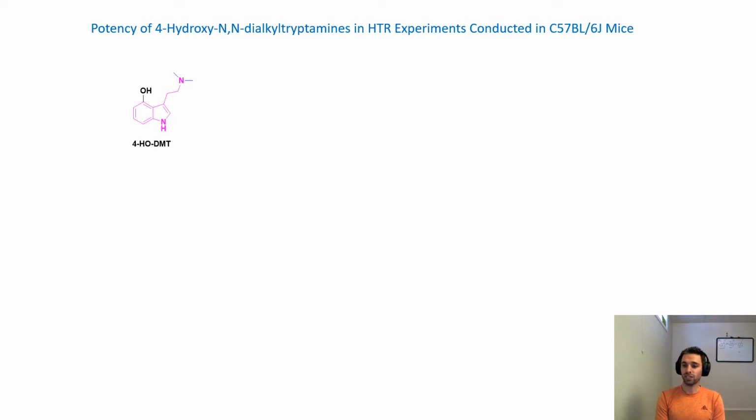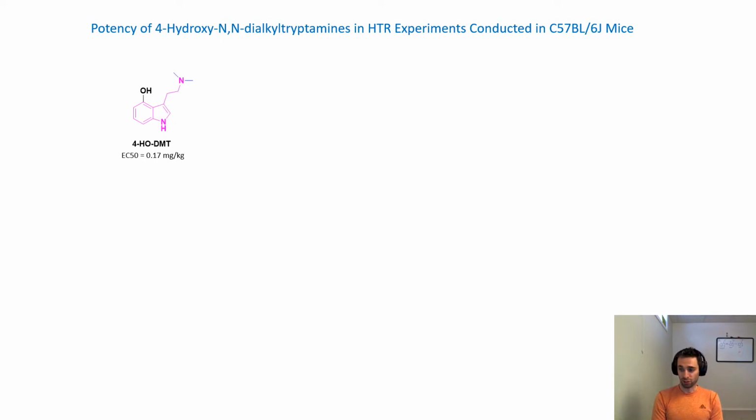The first experiment the researchers ran in this paper was where they basically took 4-HO-DMT or psilocin derivatives, injected them into mice, and looked at the head twitch response exhibited by the animal. I've talked about in other videos the idea that if you inject a psychedelic drug into mice, they will twitch their head. The more times they twitch their head in a given time period, the more potent the drug is, which is pretty interesting.